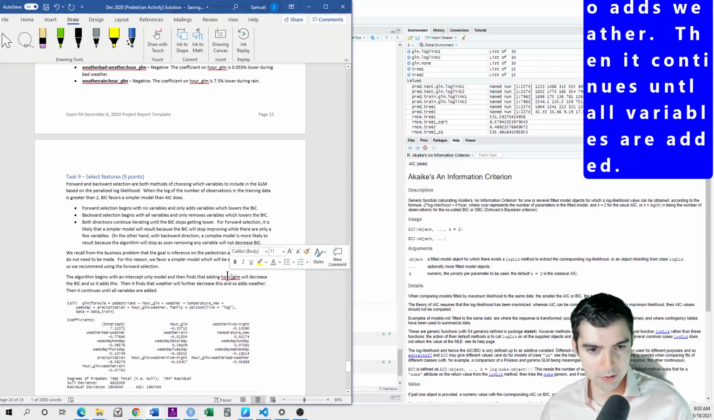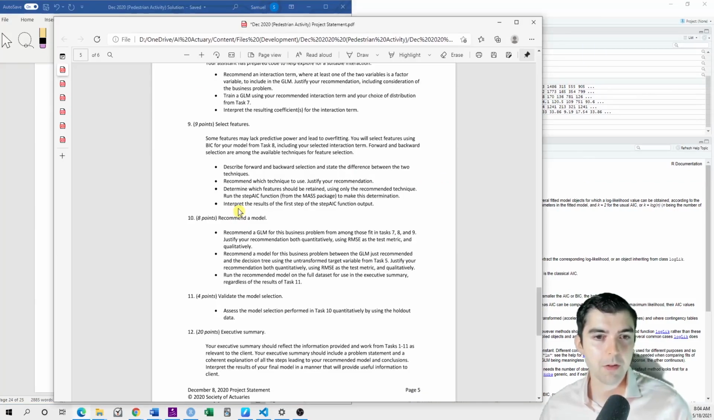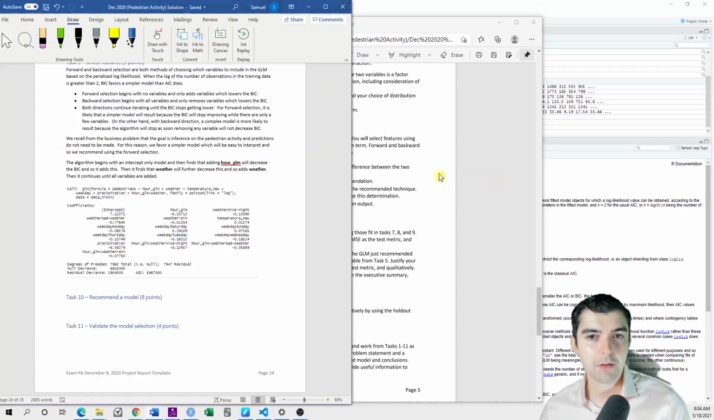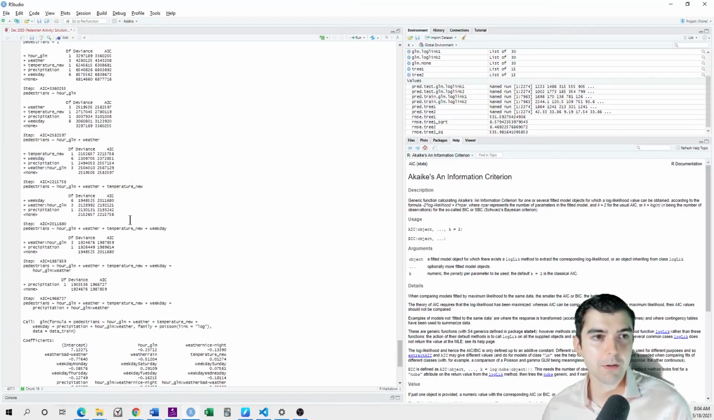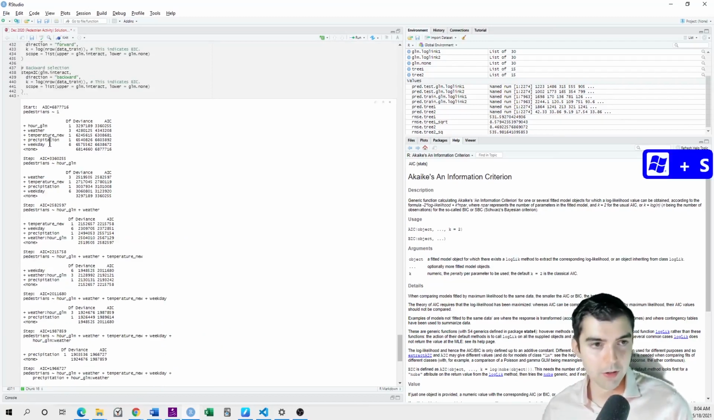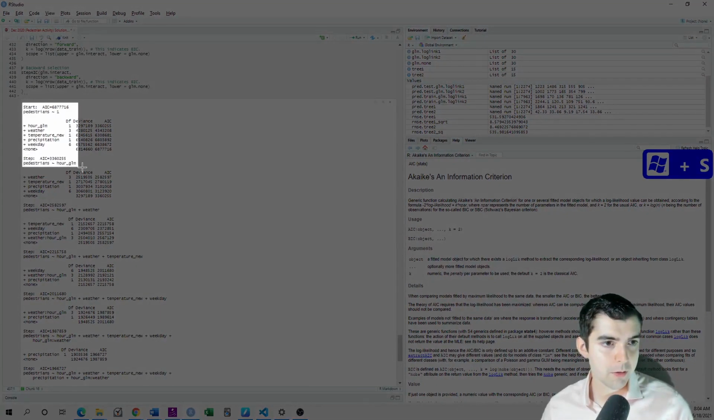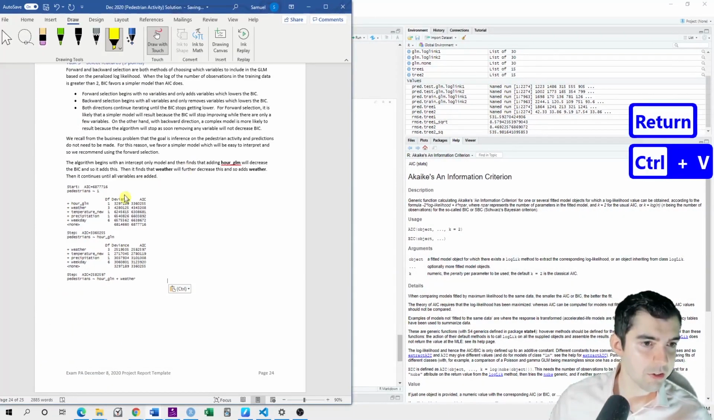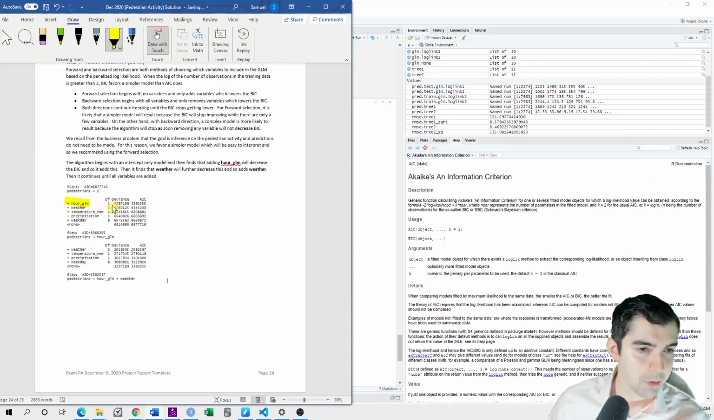Finds it adding our GLM, make that bold, and then interpret the result of this first step of the AIC function output. So if we just looked at the first output here, that's what we would see. And then I would just take the highlighter. This is optional. You don't need to add the highlighter, but if you wanted to, you could do that and then point to this BIC value.